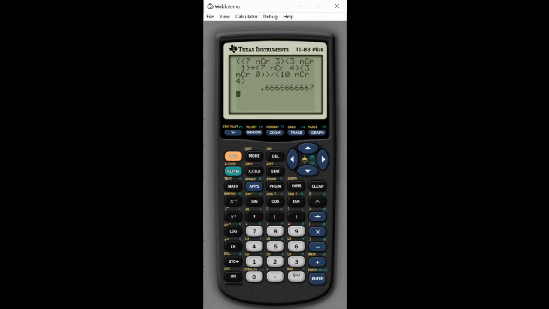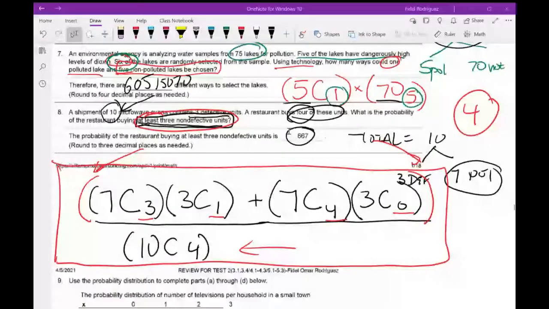So let me stop sharing this part, and let's come back to the review guide. If you notice right over here, guys, I think you can see this now. Right here, I put that 0.667 because it was telling me to round it to 3 decimal places, right? So excellent question. Very good.